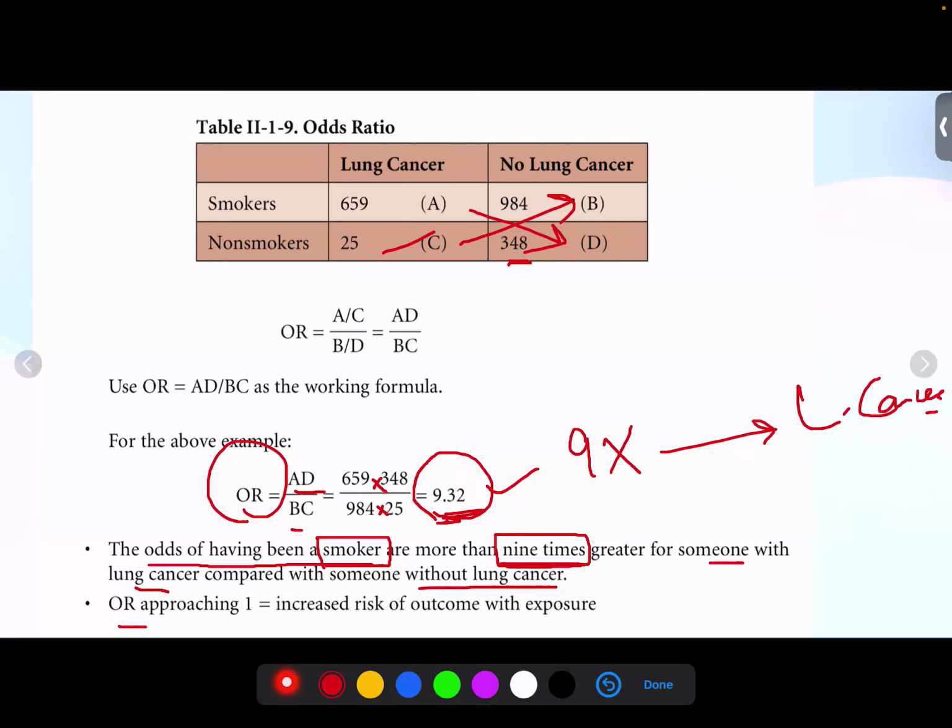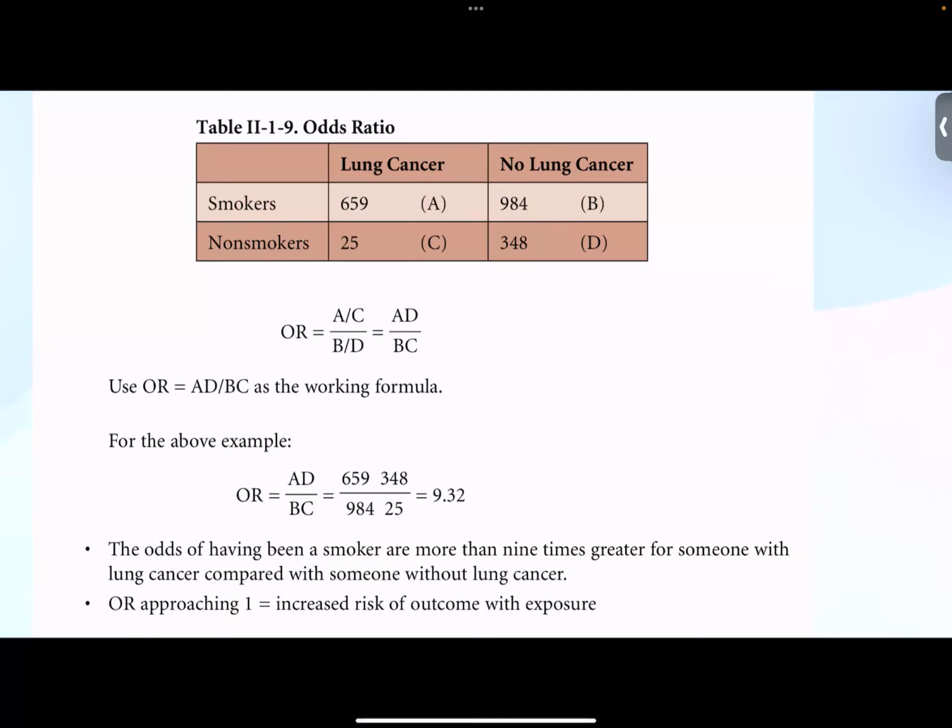Whenever the odds ratio is greater than 1, it means increased risk of outcome with exposure. If you get an odds ratio value of 0.9 or 0.8, less than 1, then you can say that the exposure is not a risk factor for the disease. So only when it is above 1 is the risk associated with the exposure. This is how we detect the odds ratio.